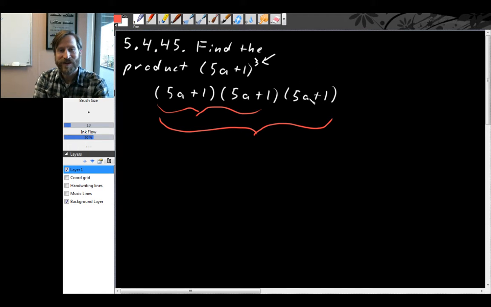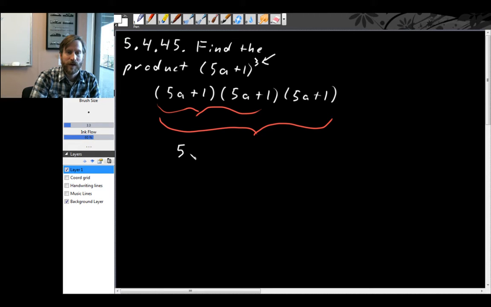Of course, you could do the second pair first and then multiply the whole thing. It gives you the same thing in the end. Each one of these individual products you can do really however you want. You can use the FOIL method or the box method or whatever you want. Just for variety this time, I'll use the box method.